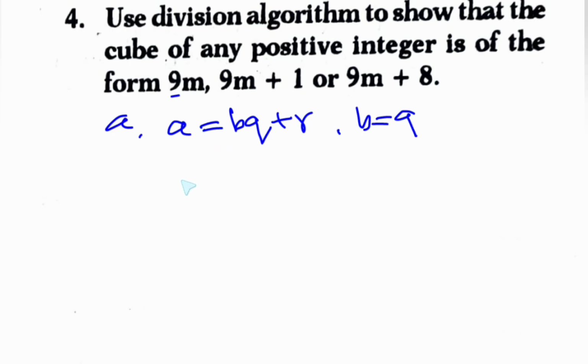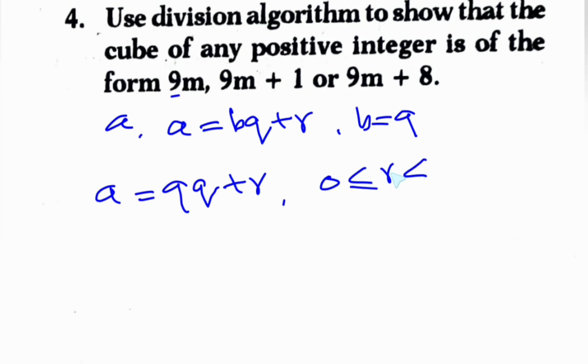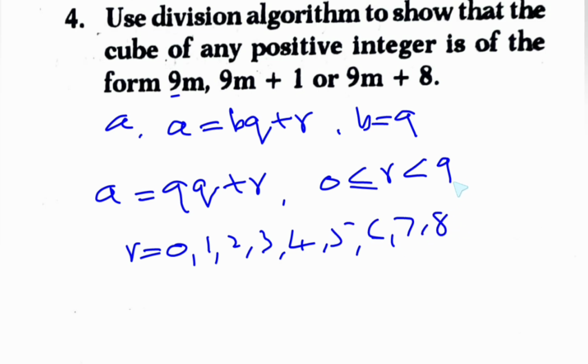Now substitute this in the equation. a is equal to 9q plus r, where r lies between 0 and less than b. b means 9. So the values of r are 0 to 9. That means r can be 0, 1, 2, 3, 4, 5, 6, 7, 8, less than 9.